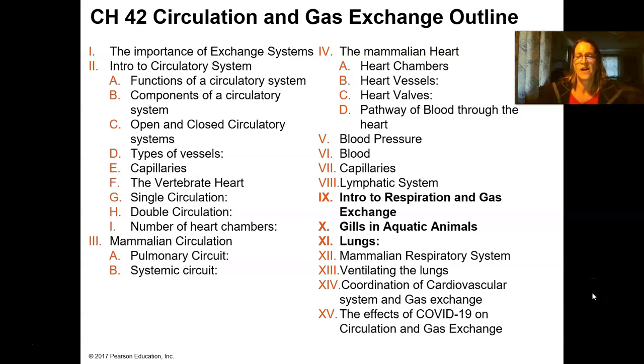Okay, so now we are done with the circulatory system. We talked about general stuff in the circulatory system, different kinds of animals. We talked about different animals with different numbers of chambers of the heart. We talked about single circulation and double circulation. Then we talked about the pulmonary versus systemic circuits and double circulation within mammals. We talked about the heart, all of the chambers and the vessels and the pathway of the blood through the heart and through the pulmonary and systemic circuits.